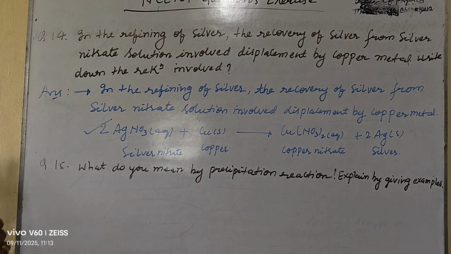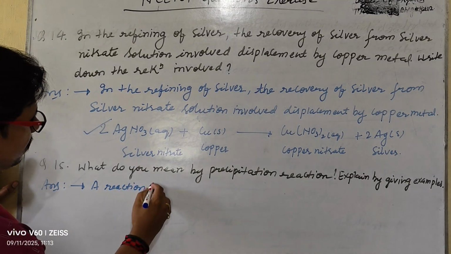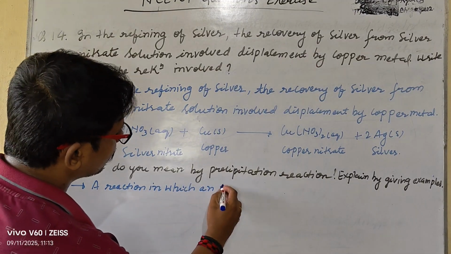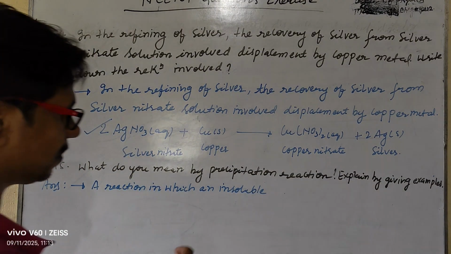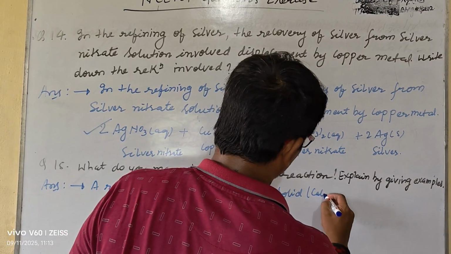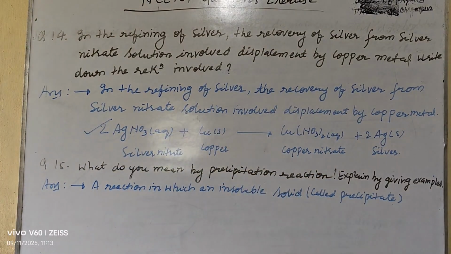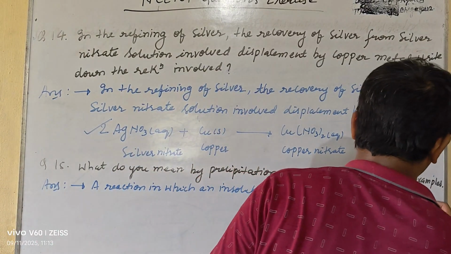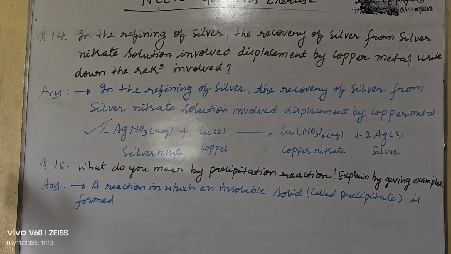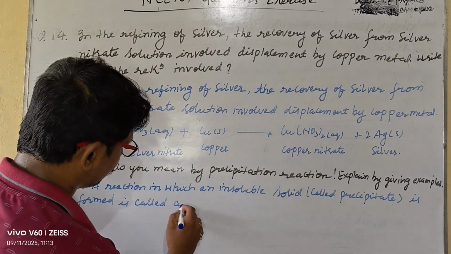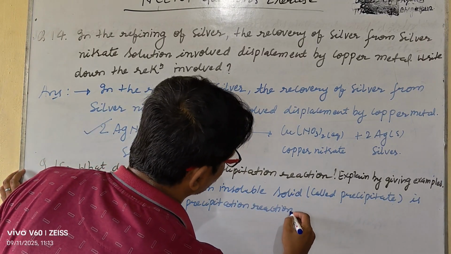A reaction in which an insoluble solid, a substance that is not completely dissolved in water, called a precipitate, is formed is called a precipitation reaction. Go through the spelling also. If there is any spelling mistake, then you comment. I try to do my best.